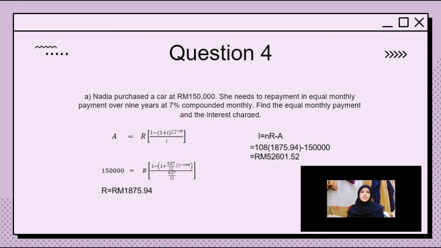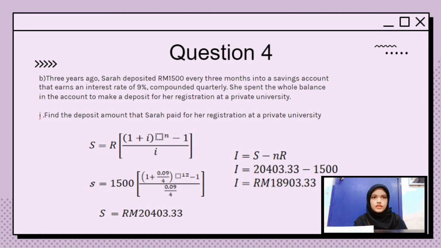Next, we must find the interest charged, and nR is the total payment. 108 multiplied by RM1,875.94 and subtracted by 150,000. So we get the final answer of RM52,601.52.